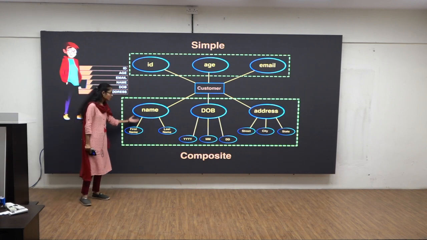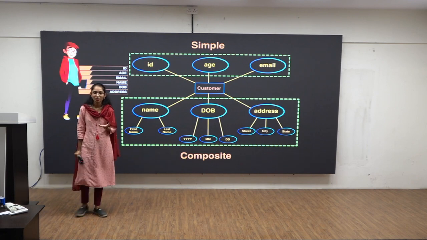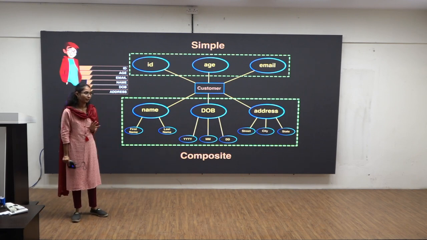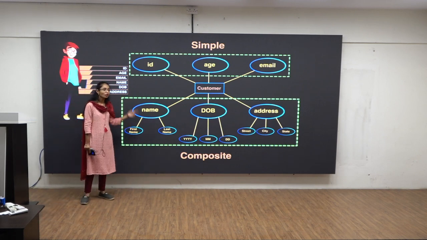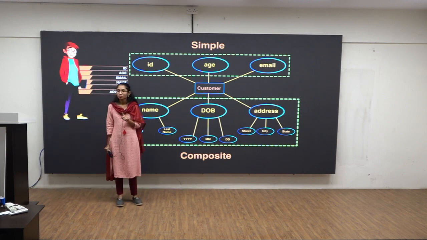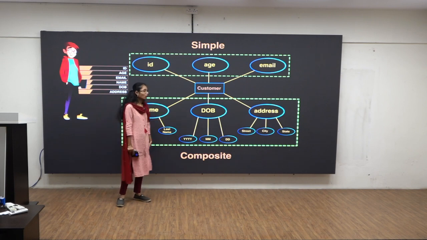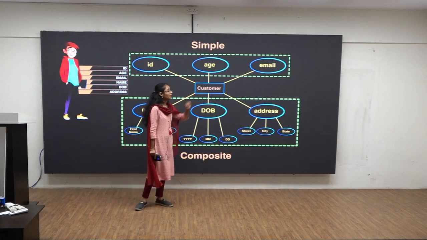And how many names will they have? Please don't consider nicknames, your original name. Only one? Yes, so for a name attribute, how many values can I have? Only one value. What about the age? Only one value. Yes, and what about the date of birth? Only one value. What about the email ID?